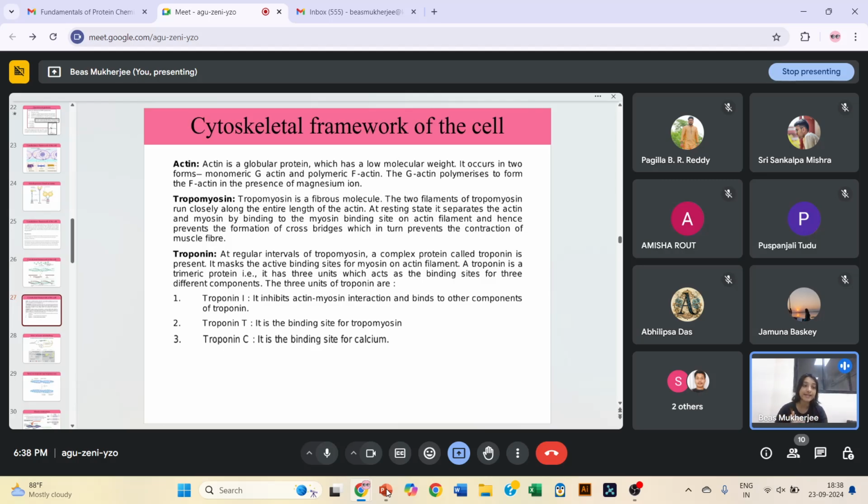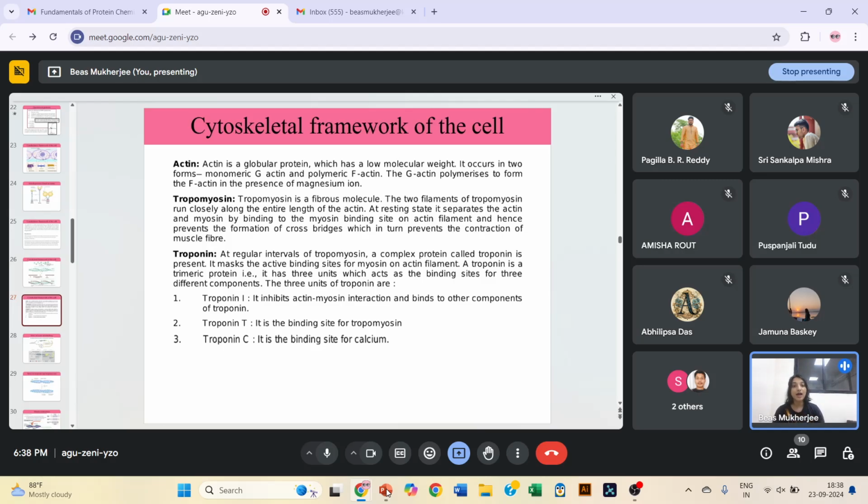So we will see in the next upcoming slides how muscle contraction happens when myosin and actin come in contact with one another. Okay. To prevent constant muscular contraction, this tropomyosin is covering the myosin binding sites on the actin. Okay. Now we'll talk about troponin.